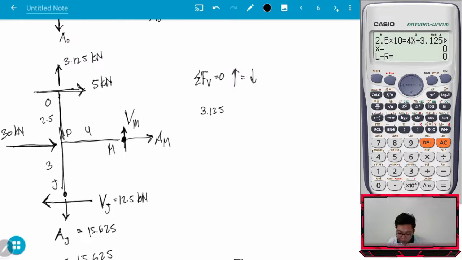Ito. Okay? The other one is wala na, no? Tama, wala na. So, meron pa pala VM plus VM. Okay? And then that must be equal to the downward forces. Ang downward forces natin is AJ lang, which is 15.625.